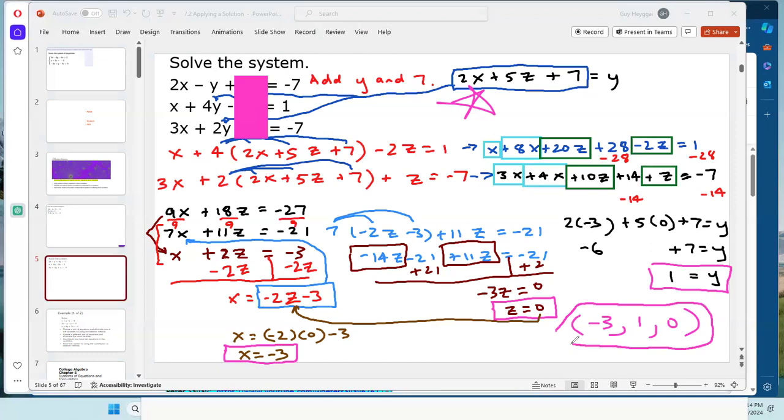And we did it by substitution. We used substitution on the very first move that was used to reduce the 3 by 3 to 2 by 2. Make sense, Aaron? Yeah, that makes sense.